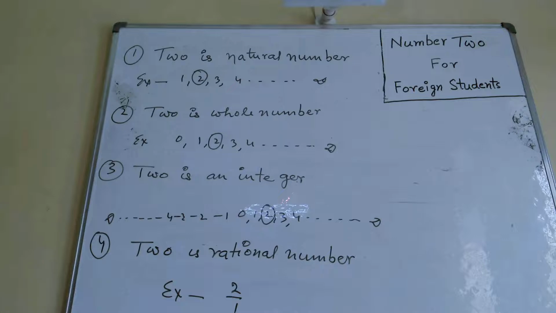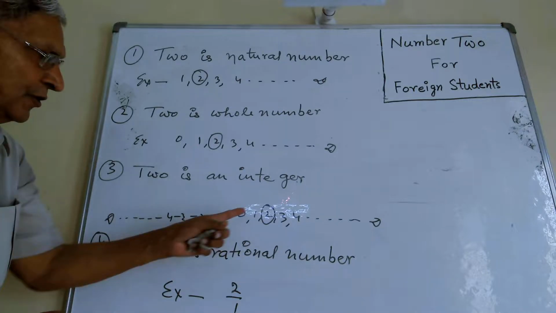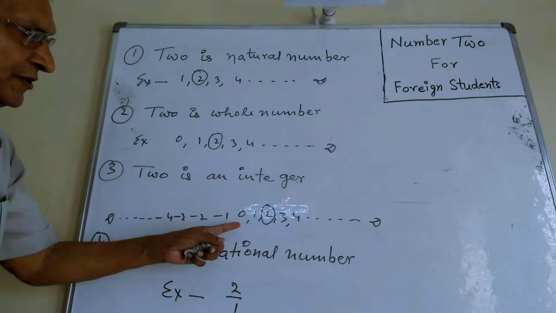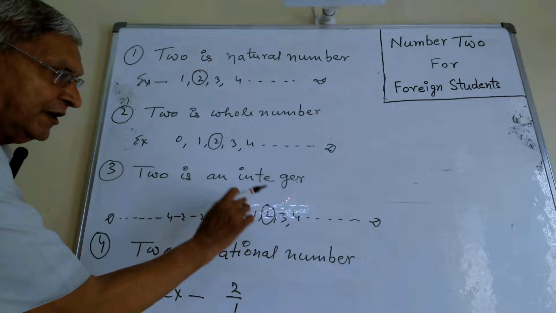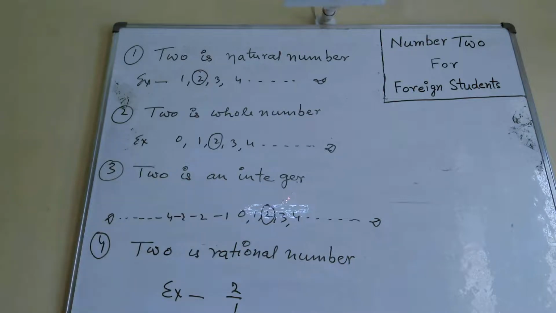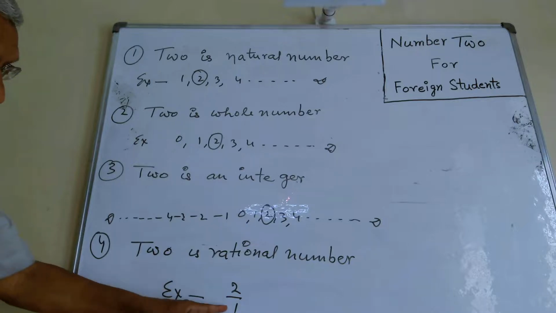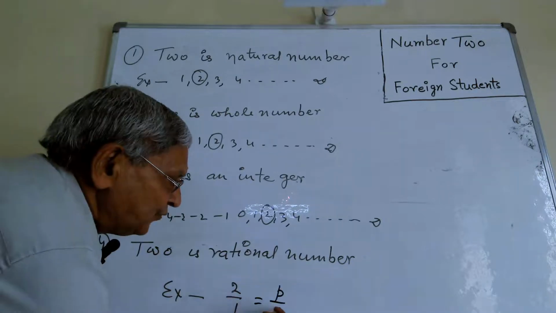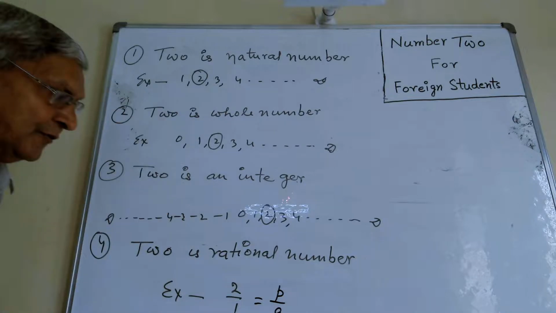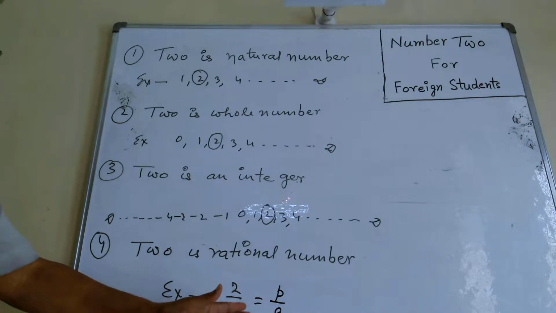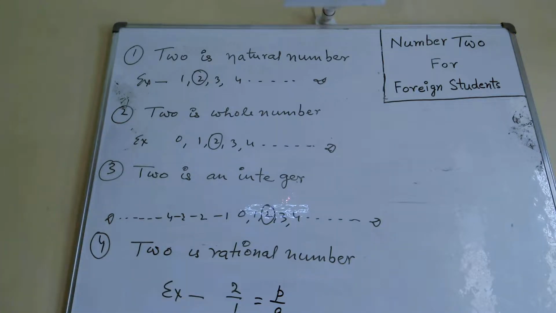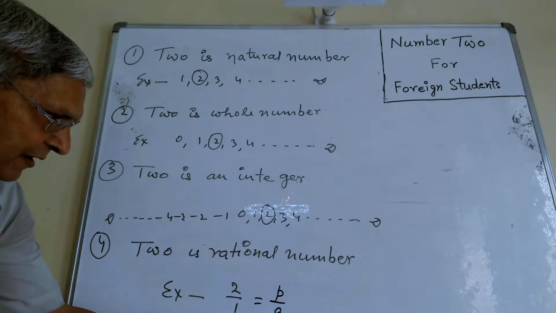Third, 2 is in integers. All the positive numbers and negative numbers, including 0, are integers. Here you see the position of 2 in integers. Fourth, 2 is a rational number. For example, my dear student, 2 can be written as 2 by 1, and this is the P by Q form. And what is a rational number? A number which can be written in the form of P upon Q, where P and Q are integers and Q is not equal to 0. This is the definition of a rational number. So 2 is a rational number also.